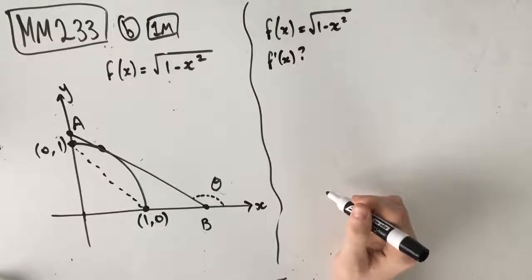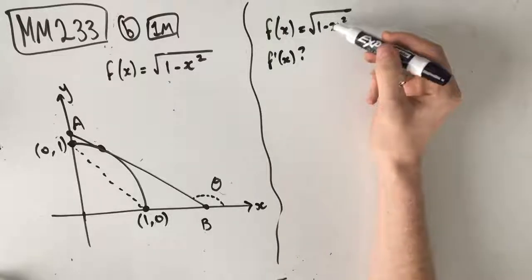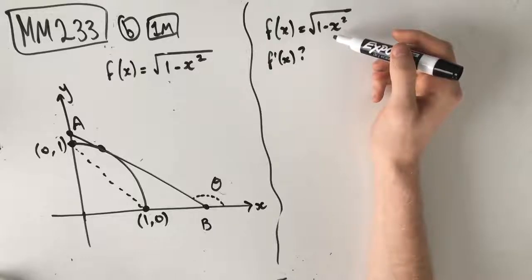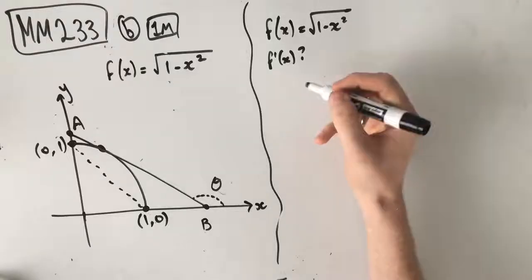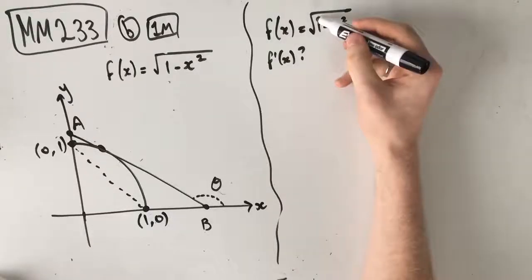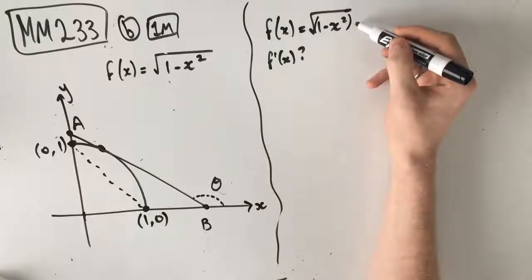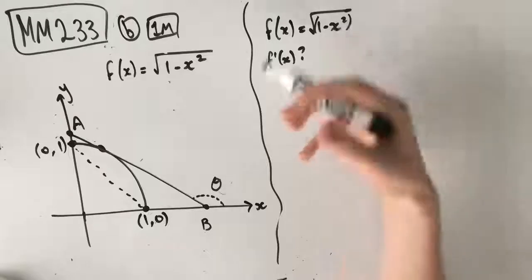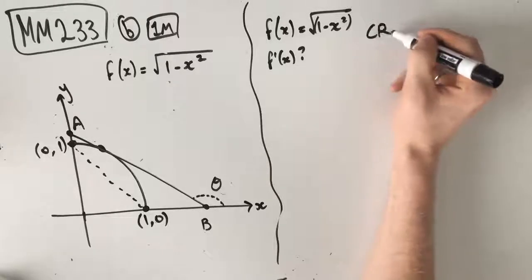Now, first things first is that we can see that we've got a square root above this 1 take x squared function, which means we're not going to be able to differentiate this normally. So what we're going to need to do is use our chain rule, right? Because this 1 take x squared is a function within a square root function. So whenever we see a composite function like this, we need to use chain rule.